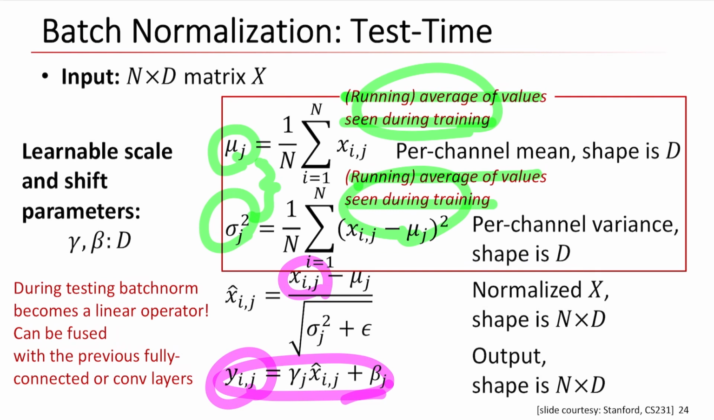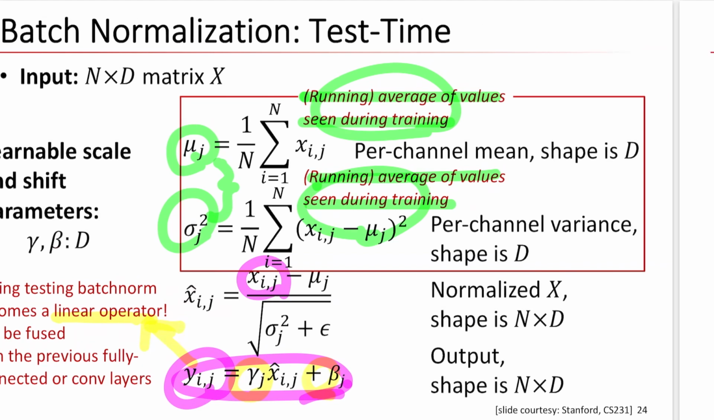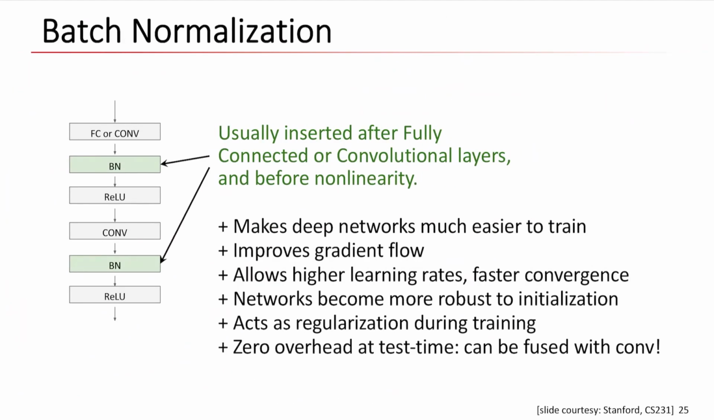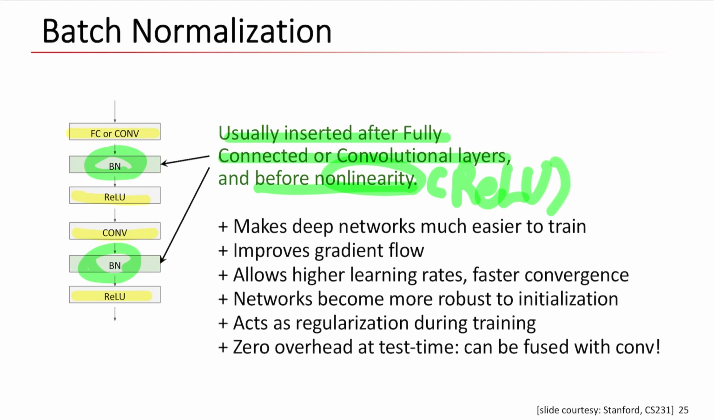During testing, batch normalization becomes a linear operation, as you can see here. So it means that it can be fused with the previous fully connected or convolutional layer. As you can see here, this is just the plain convolutional module with a ReLU. But this batch normalization can be inserted after a fully connected or convolutional layer, before the nonlinearity, such as ReLU. Right?